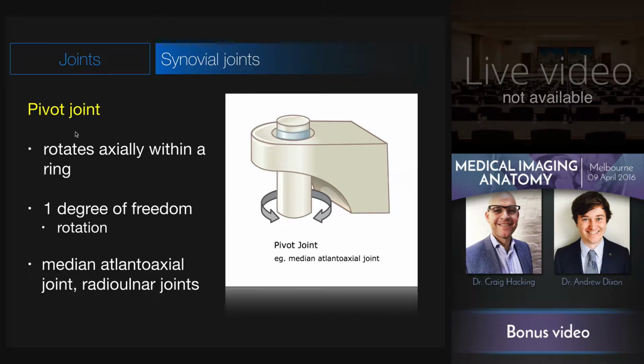The next type of joint is the pivot joint, and this is where a bone axially rotates within a ring. Now in this picture it looks like the ring is formed by bone, but normally the ring is actually a concave surface of bone and then a complete ring formed by a ligament. There are a few excellent examples of pivot joints within the human body.